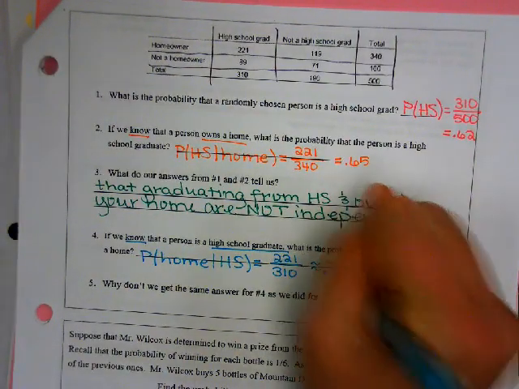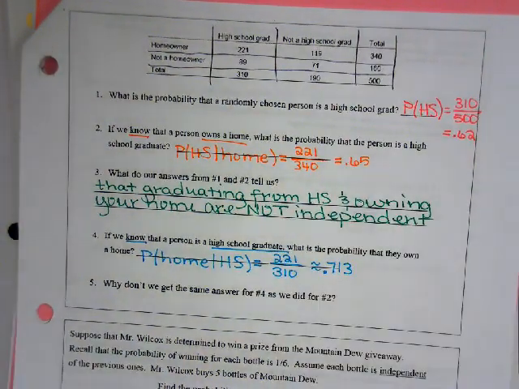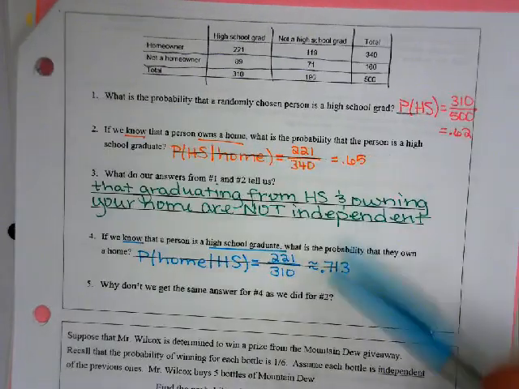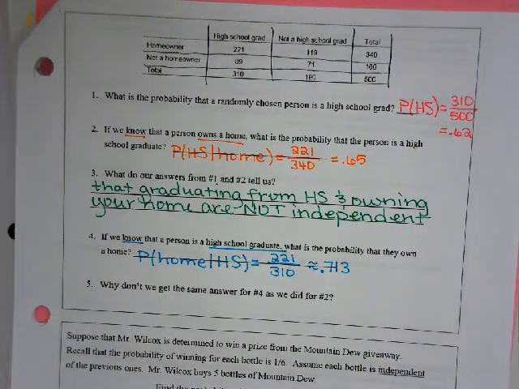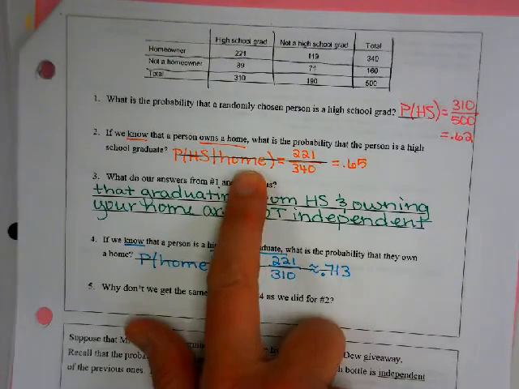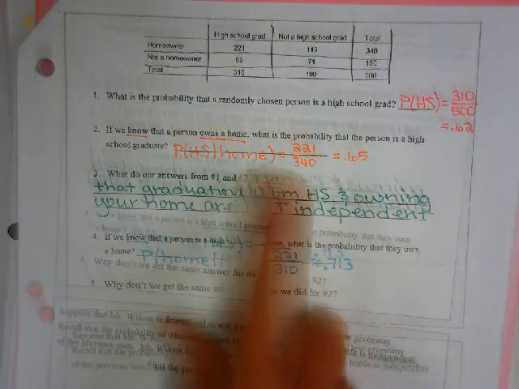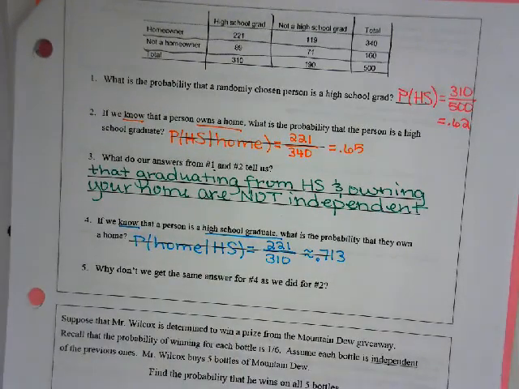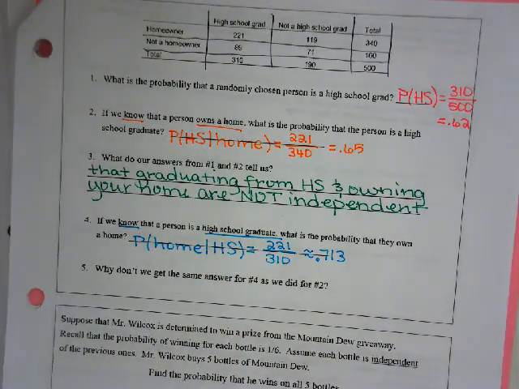So why are the answers for 2 and 4 different? Yeah, it's actually 2 completely different probabilities. Here we were told they own their home, and here we were told that they were a high school graduate, which, like Caleb said, we have different totals for those 2 things separately, so we're not going to get the same answer.